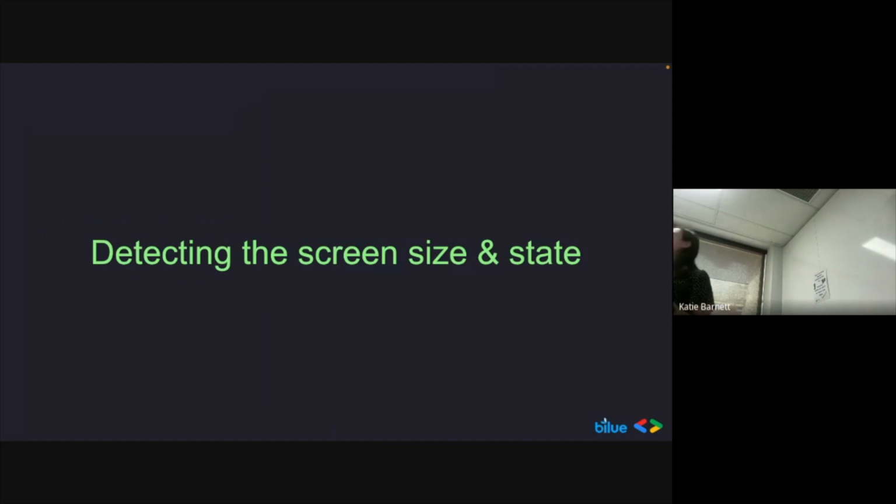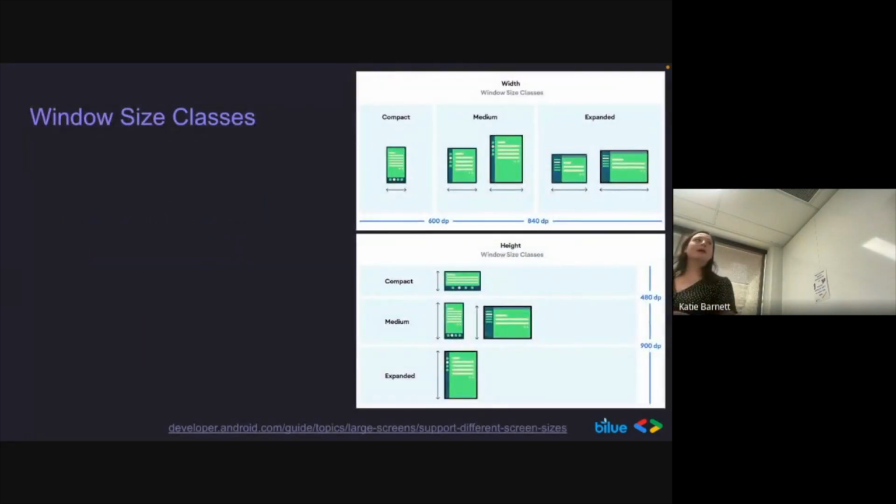So how do we go about detecting the screen size and the state? We use window size classes. And this might be familiar to you if you have done some web development, or you've used the view-based layouts in the past where you might have had different folders for different layout sizes. But essentially, we've got different sizes here: compact, medium, expanded. We can do this in both height and width if we want to. But these are opinionated. Google has set out a few standard ones, but if your app should behave differently, you can make your own up. You can create your own that have different breakpoints based on what your design requires.